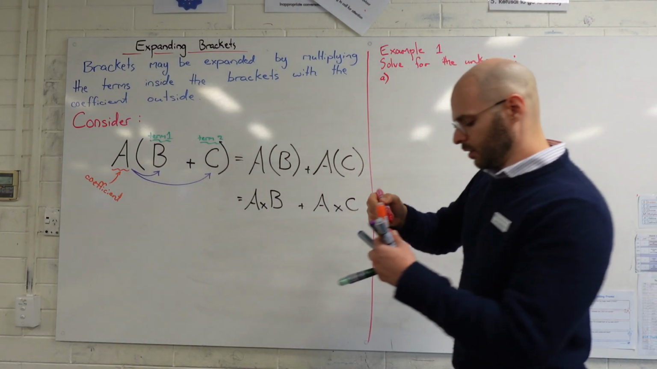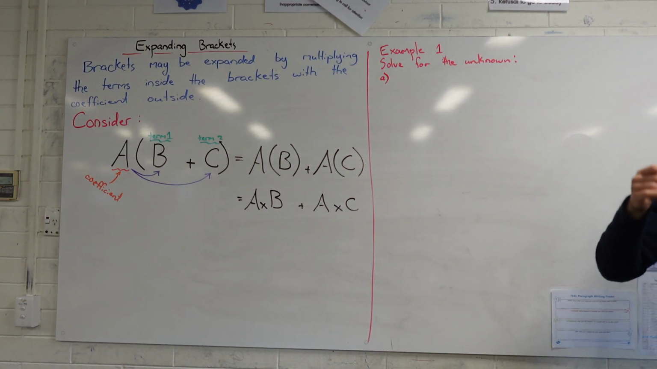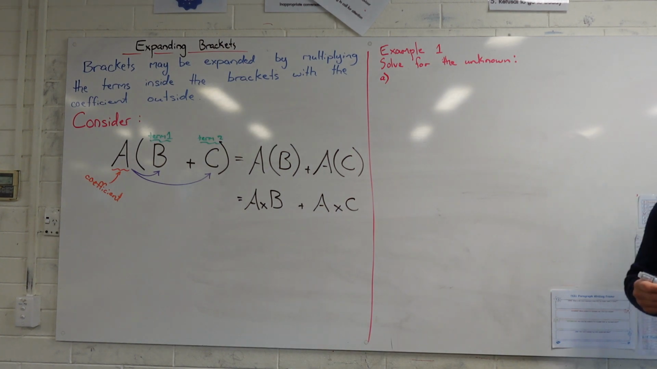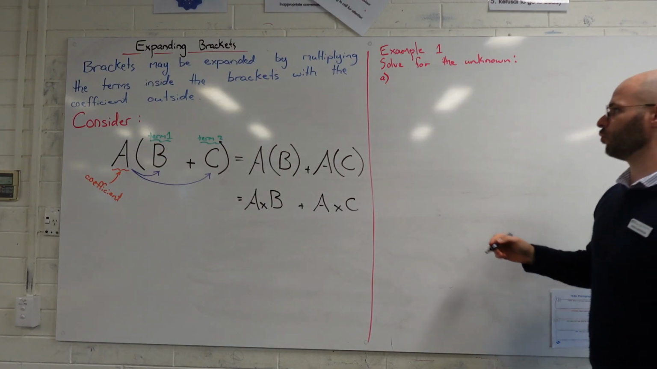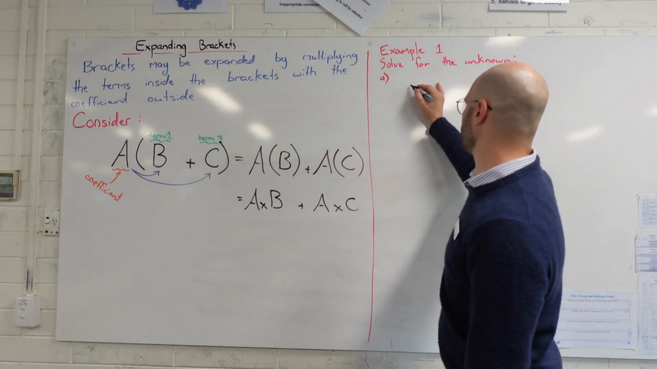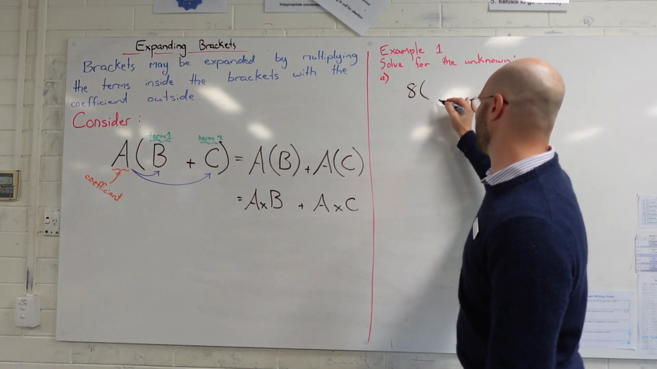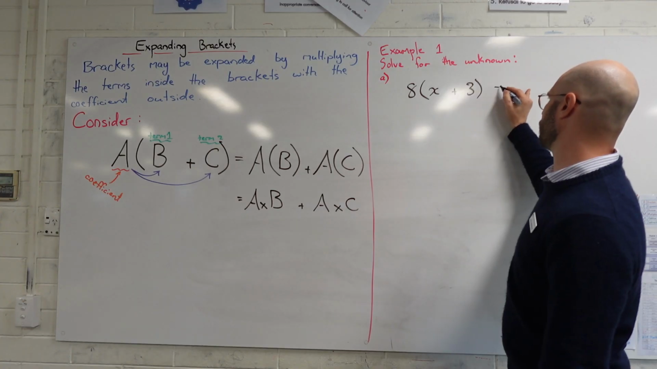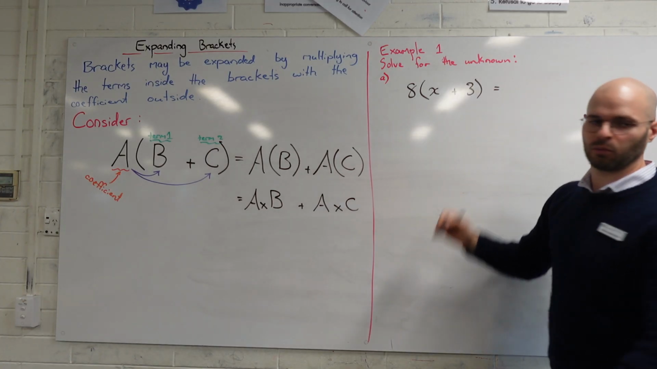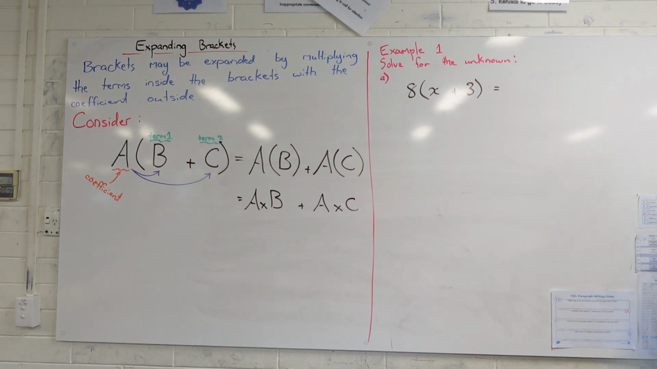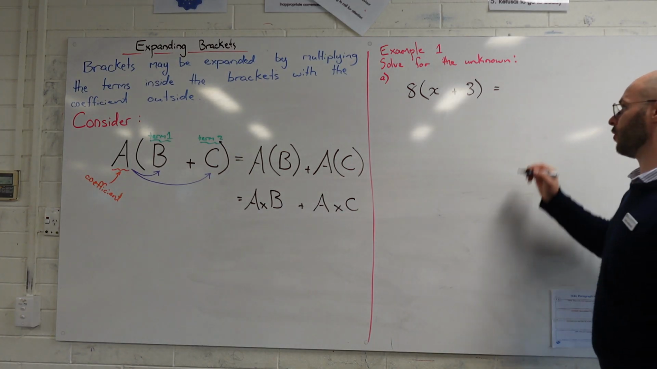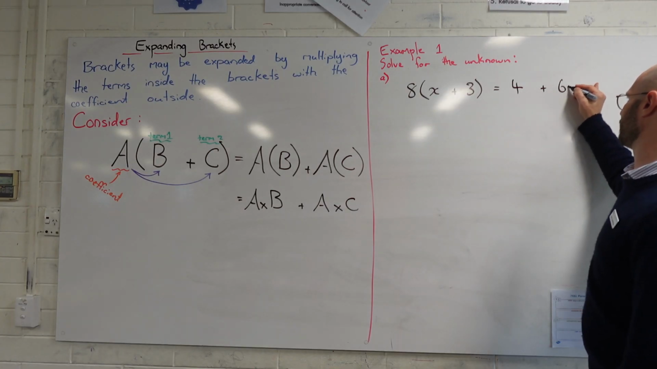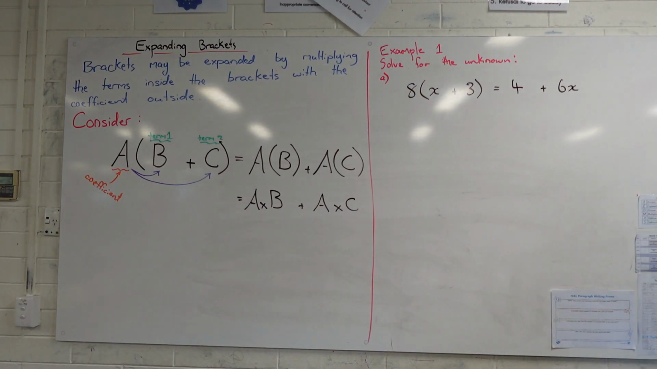A. What is your favorite number? Don't even think about it, Tegan. First number that comes to your mind. 18. We've got 8. Then in brackets we've got x plus 3. And it's all equal to, what's your favorite number, please, Noah? 64. 4 plus 6x. No. Let's really complicate it.